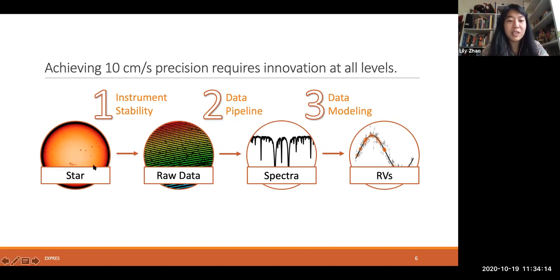And so when we look at a star, we want to be looking at that star with an instrument that's stable enough that when we get our raw data from it, we know that data doesn't have any effects from the instrument varying, the different temperature changes, things like that. All the variations are from the star itself.